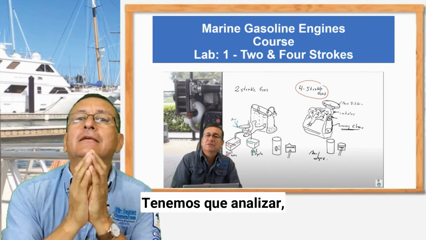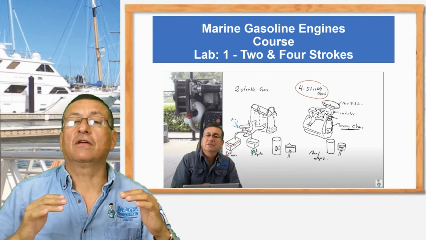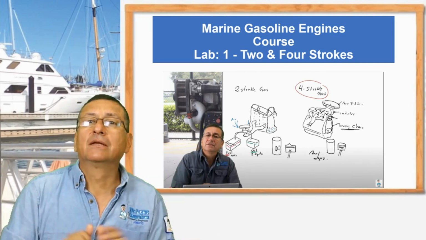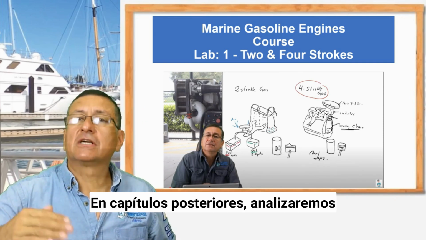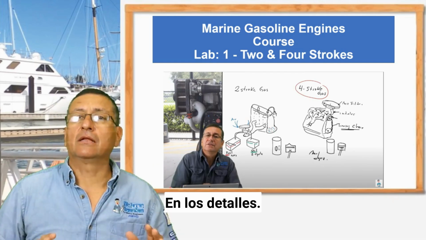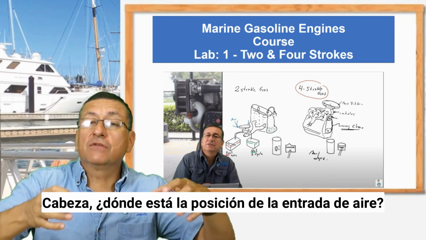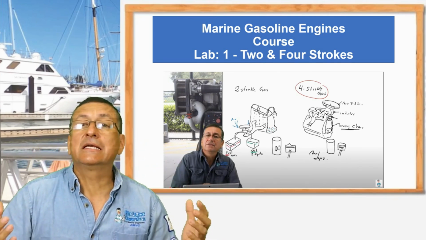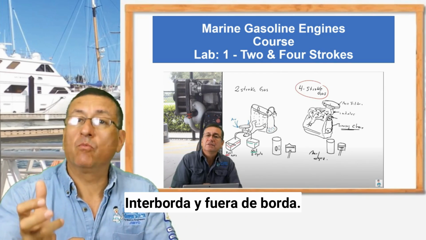We are going to analyze and understand how the flow of air is, how the flow of fuel is, and how the path for oil is in inboard engines and outboards. In later chapters, we are going to analyze the oil and the coolant in detail. But now I need you to visualize how the head is, the position of the intake manifold, the position of the exhaust manifold, and how the process for the intake manifold works for inboards and outboards.